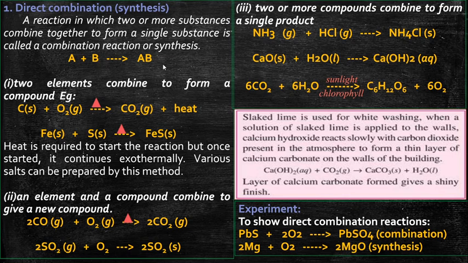This can be categorized into three different types. That is, two elements combine to form a compound. Only elements. So, here two elements are combined to form a compound. We are taking an example of carbon. This is solid carbon reacting with oxygen. Here carbon and oxygen are in solid states.